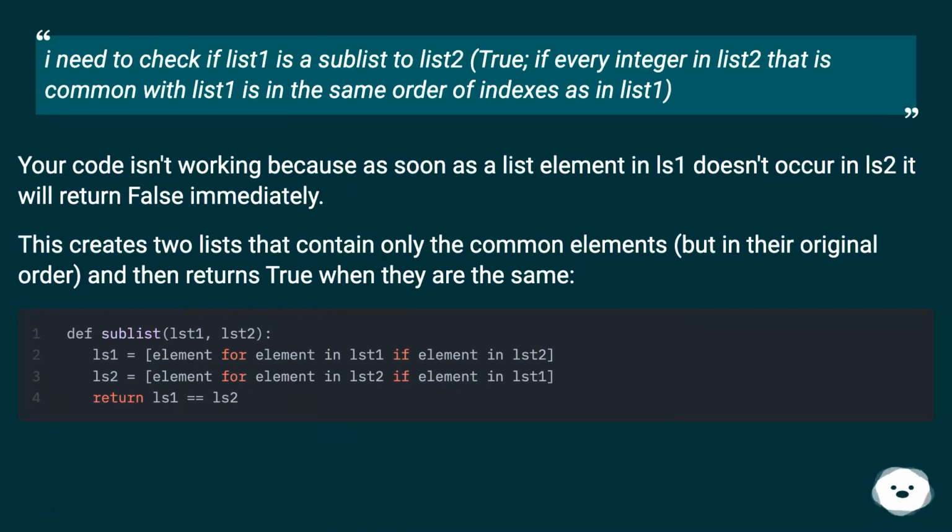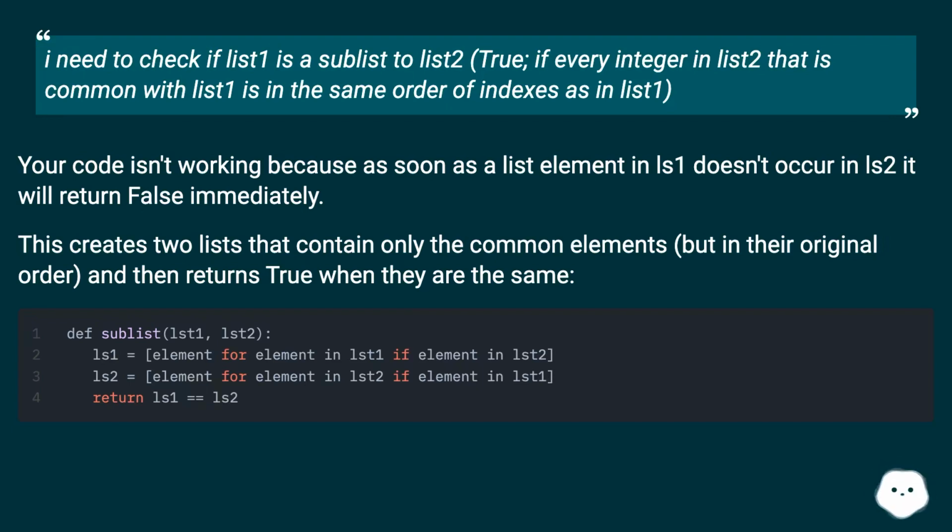I need to check if list 1 is a sublist to list 2. True if every integer in list 2 that is common with list 1 is in the same order of indexes as in list 1. Your code isn't working because as soon as a list element in ls1 doesn't occur in ls2 it will return false immediately.